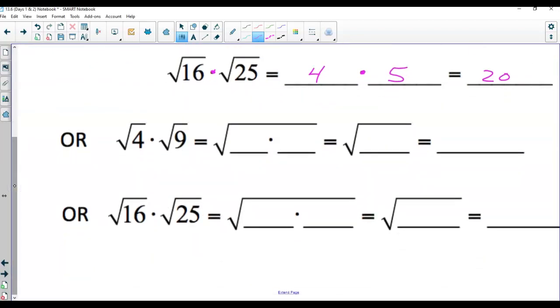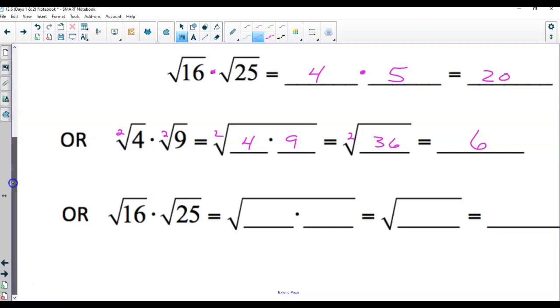Or I can think of the square root of 4 times the square root of 9, because they are under the same root. I can take that 4 times 9 underneath that same root and say that's the square root of 36, and I know the square root of 36 is 6. It's just another way to do it.